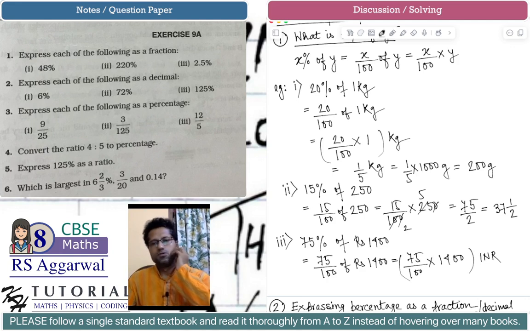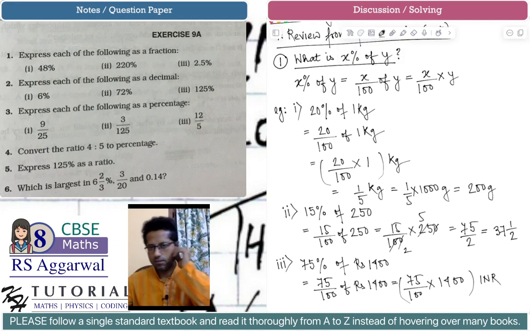Okay. So x percentage of y, if y has a unit, then the x percentage of y, whatever that value, will also have the same unit as the unit of y. And if y does not have any unit, then x percentage of y will be purely a number. I hope it is clear what is meant by x percentage of y. Let me quickly check if everything is properly visible or not.